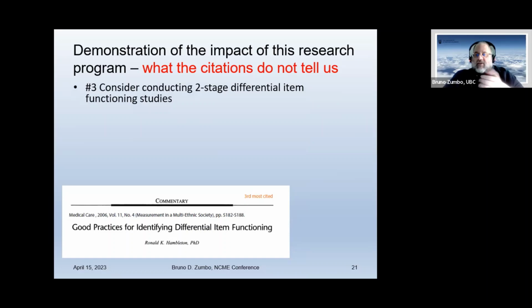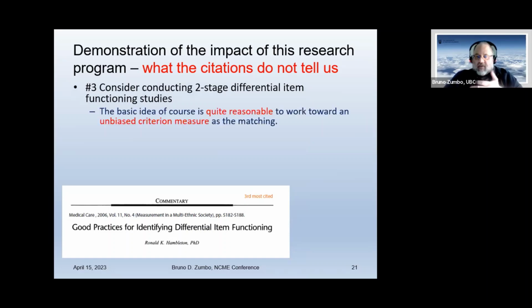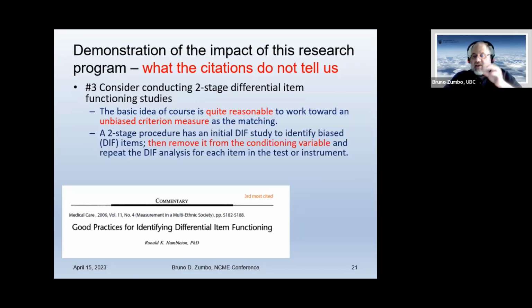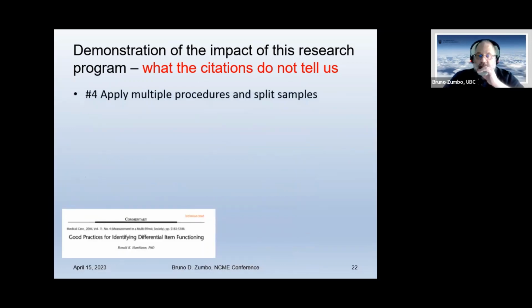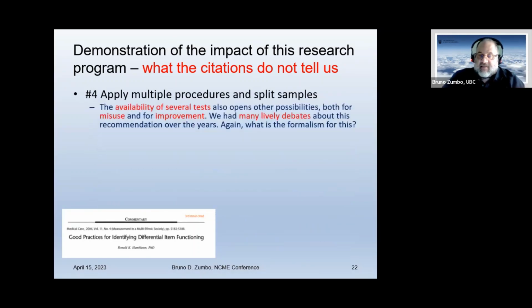He says, consider conducting two-stage DIF analysis. Very good idea, right? Of course, it's quite reasonable. We're working toward an unbiased criterion as the matching, and the two-stage approach has us do one set of analyses to identify DIF items, then remove those from the conditioning variable and repeat the DIF analyses. Apply multiple procedures and split samples.